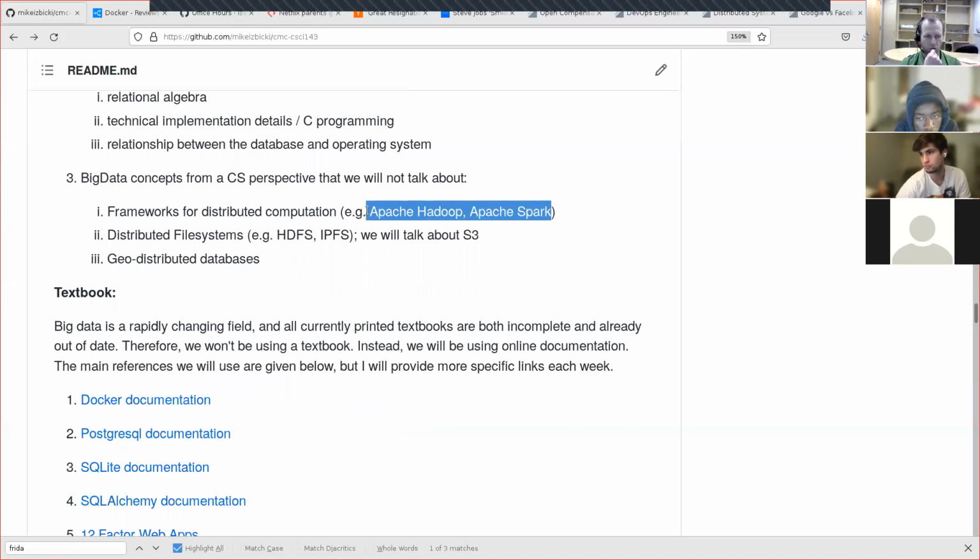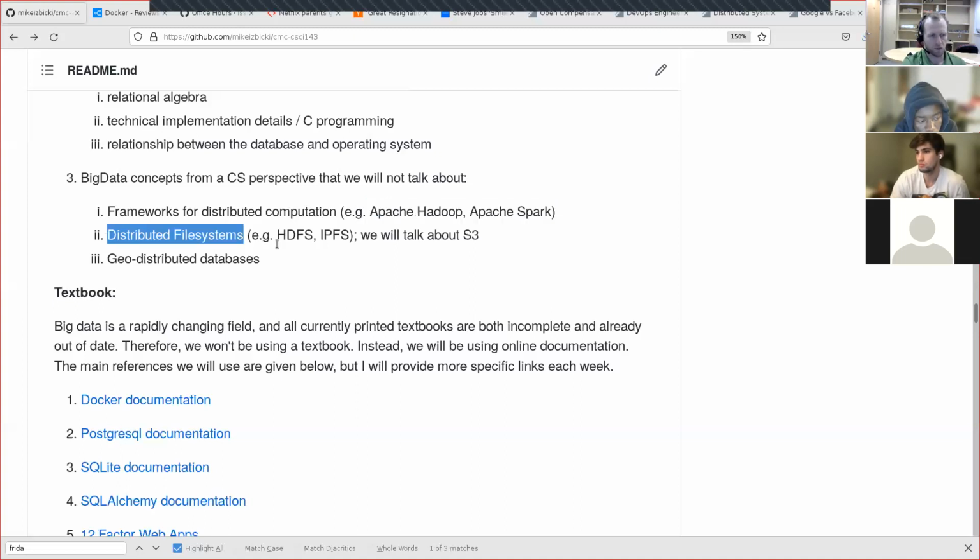And we'll be talking about things that are better, and we'll talk about why they are better, and how to convince other people to do the better thing, like how to convince your manager. There are these things called distributed file systems, which are really cool, but they're very CS intensive concepts. So we're not going to talk about those.